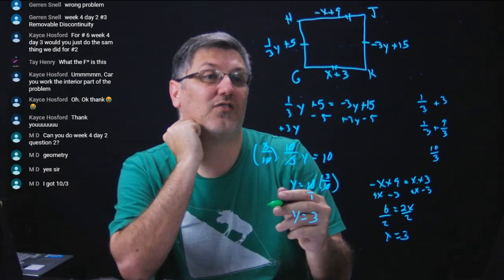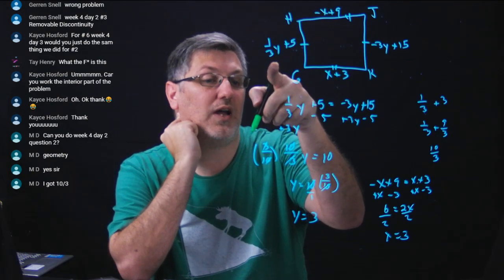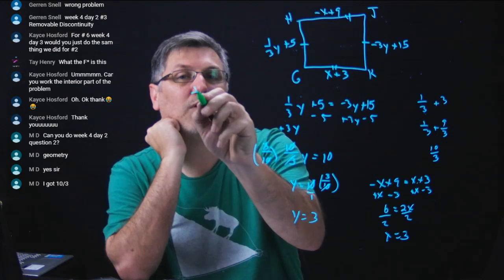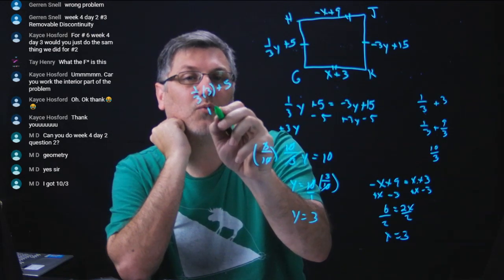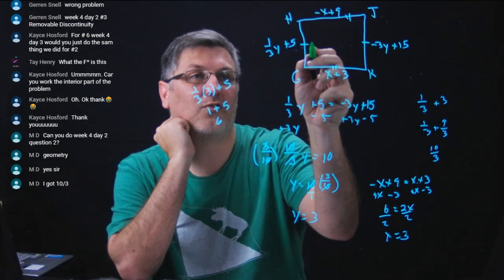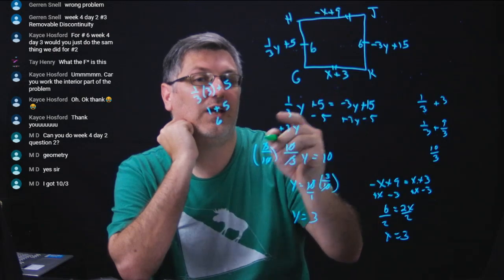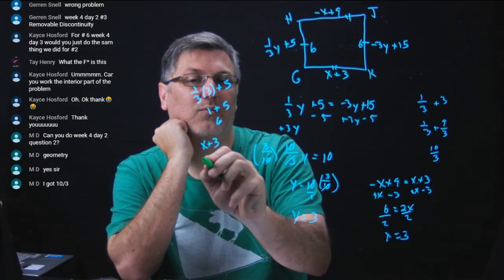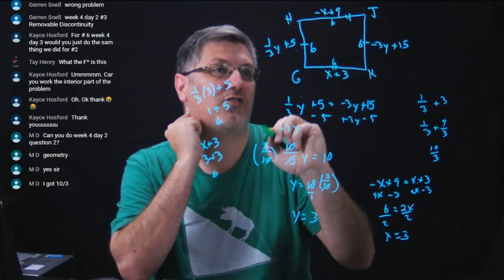Let's just plug them in and see if this works. So I'm going to put my y as 3 here. So I've got 1/3 times 3 plus 5. This gives me 1 plus 5, which gives me 6. So we know that these lengths right here are 6. Now let's put 3 in here. We have x plus 3, which is 3 plus 3, which is 6. So this length here and this length here is 6.